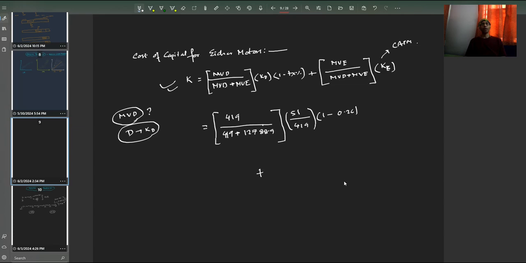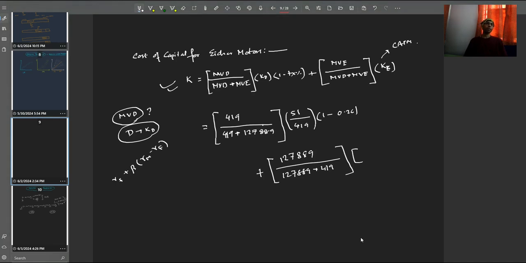For the second one, the market value of equity we already have 127,889 divided by 127,889 plus 419 multiplied by CAPM value of cost of equity, which is given by the risk-free rate. Let me write it separately. It is given by the risk-free rate plus the beta of the stock multiplied by the market premium, which is given by market return minus risk-free rate.